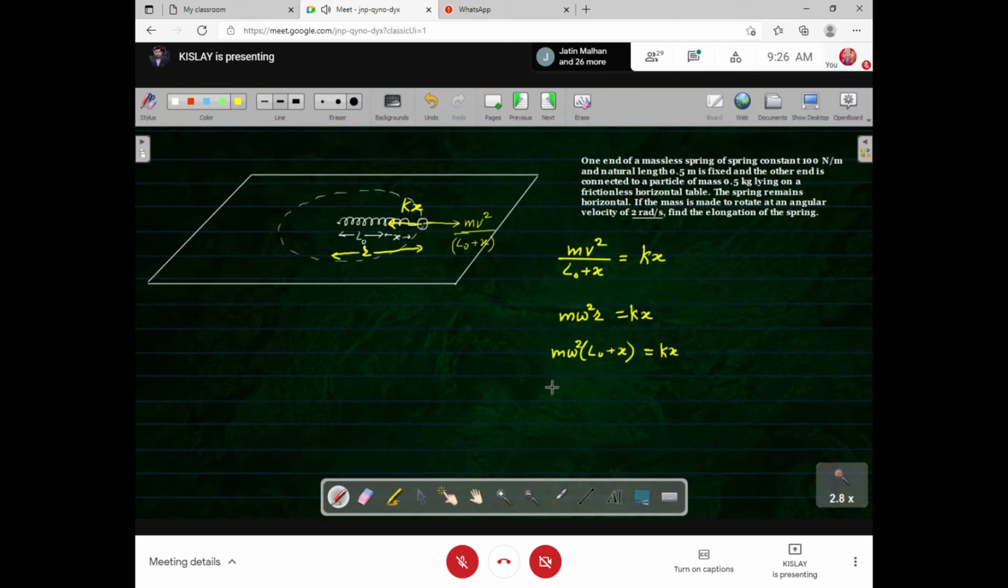Now you can solve: m omega square L naught plus m omega square x is equal to kx. Now m omega square L naught is equal to kx minus m omega square x. x can be taken as common and we can divide by the remaining terms, k minus m omega square. This will be the answer.